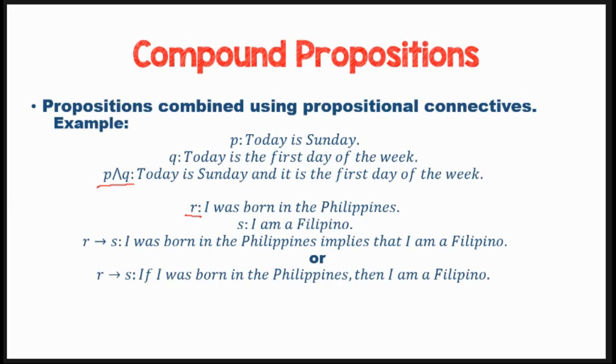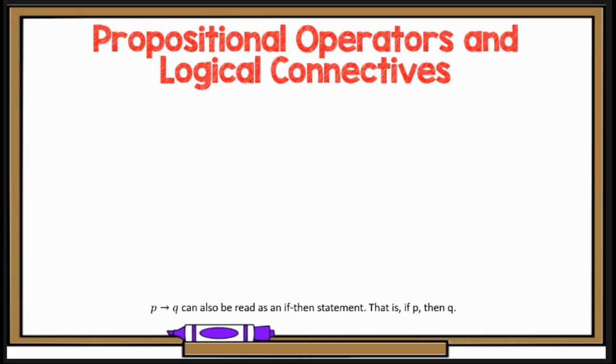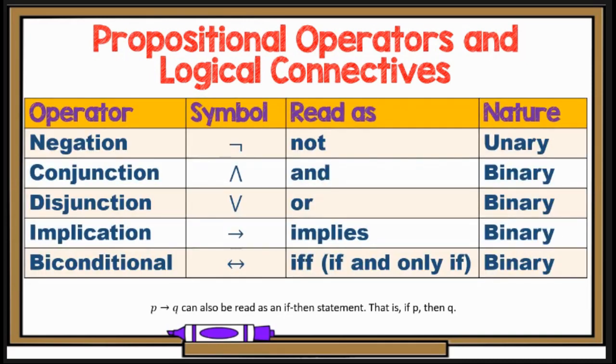Alright, now let's go to the next slide. Let's talk about propositional operators and logical connectives. Ito yung sinasabi ko kanina na 5. I summarized it using a table. The operators are the negation, conjunction, disjunction, implication, and biconditional operators. The symbols that we are going to use for each are as follows.